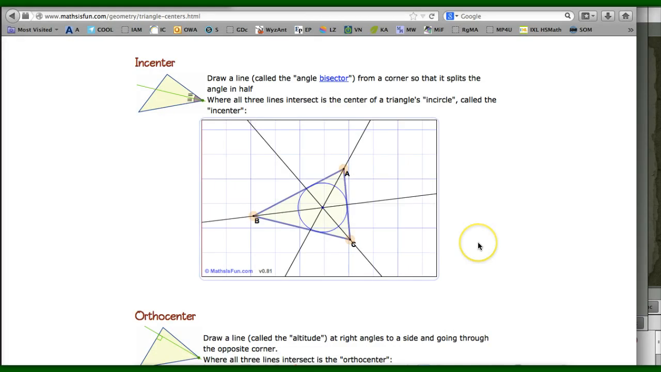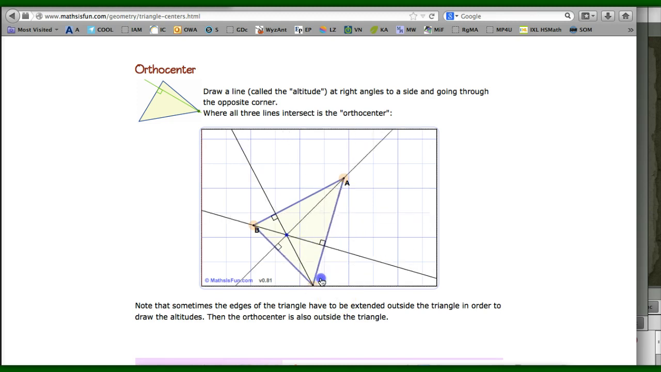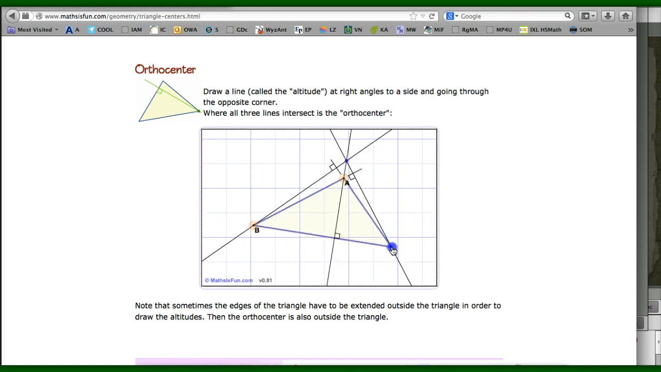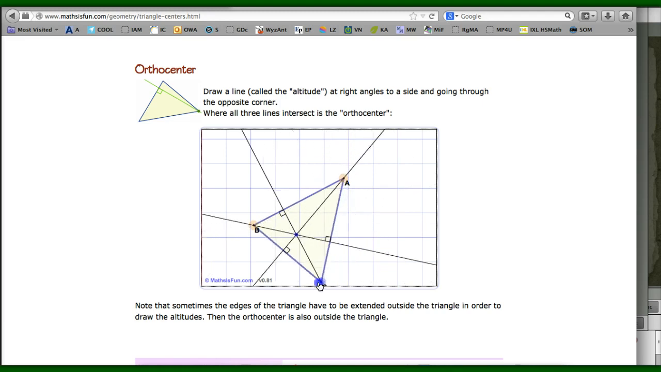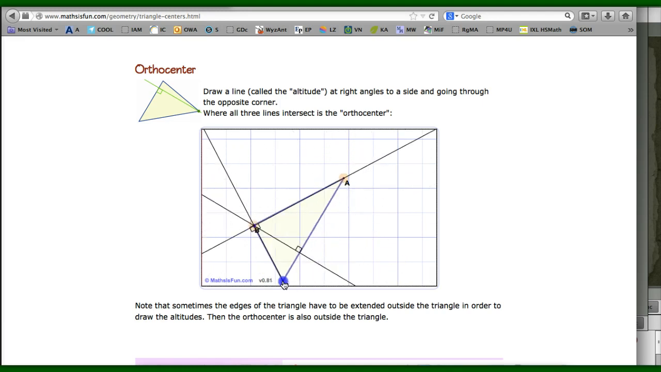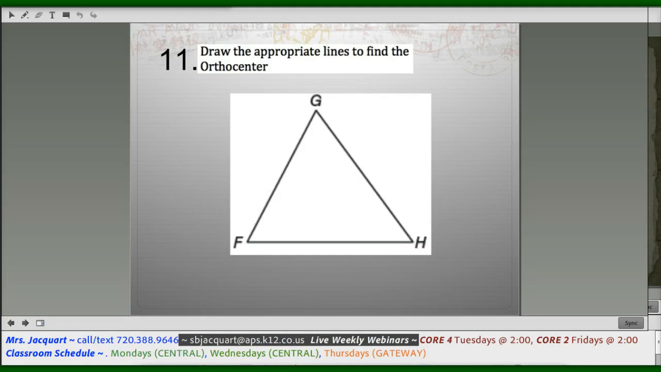So orthocenter, let's go find an orthocenter. Orthocenter comes from drawing and connecting all three altitudes. And now notice my orthocenter can be on the outside and the inside, and it can actually be on a triangle, but it has to be a right triangle. Cool. So let's draw all three altitudes.